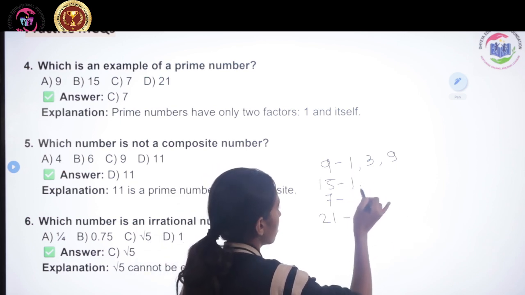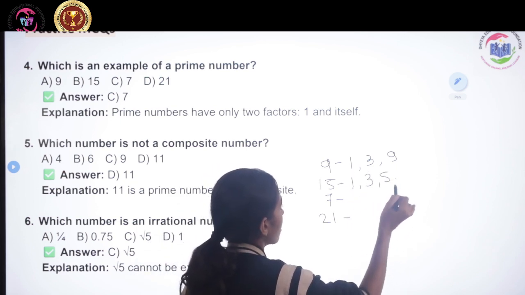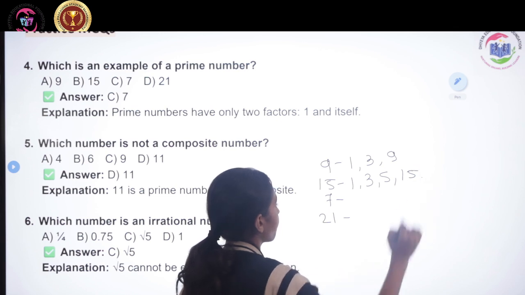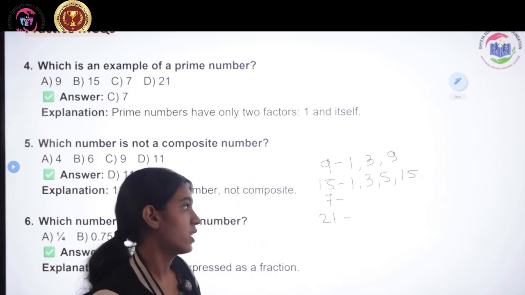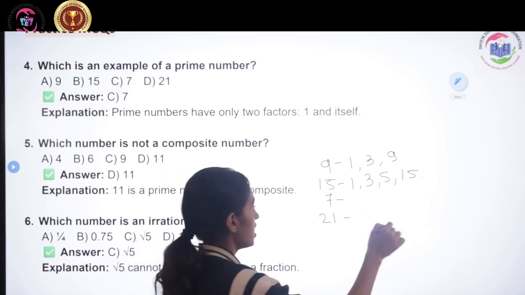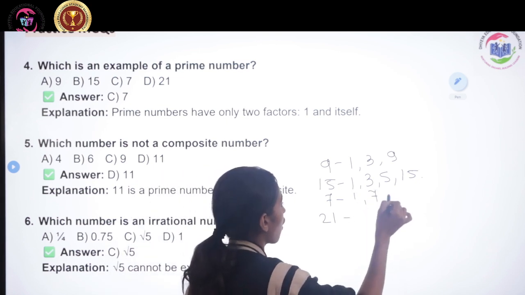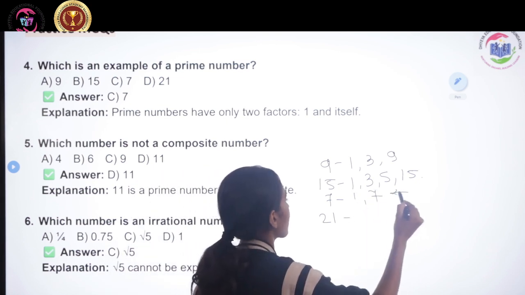Then 15. 15's factors are 1, 3, 5, 15. It has more than 2 factors. Again, it is not a prime number. 7 has 1 and 7, only 2 factors. It is a prime number.